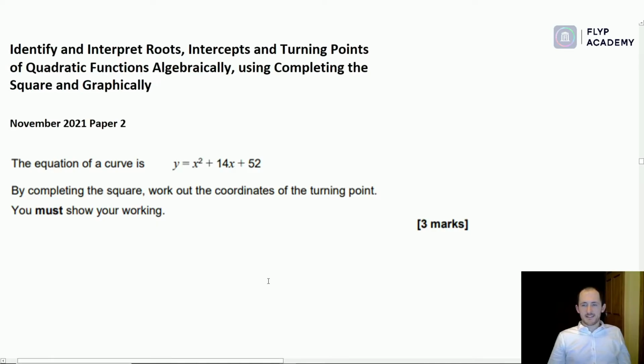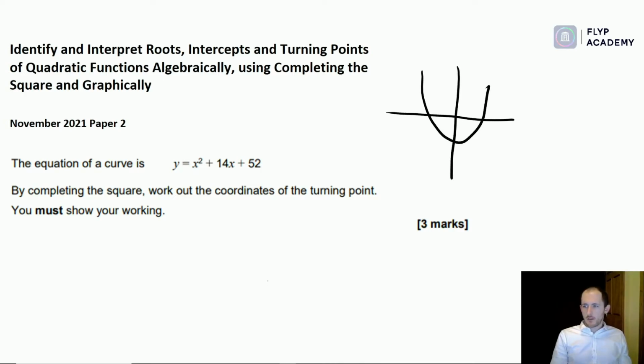Okay. This is where things get a bit more interesting. So you need to use completing the square to get turning points. Okay? So a turning point of a graph is the bit where it turns. I know that sounds a bit stupid, but it's either the lowest possible value or the highest, or the peak.